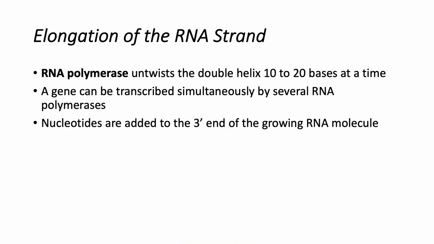Next to initiation is the elongation of the RNA strand. Now, vital in elongation is still the RNA polymerase, which untwists the double helix 10 to 20 bases at a time. A gene can be transcribed simultaneously by several RNA polymerases, and the nucleotides are added to the 3' end of the growing RNA molecule. Transcription progresses at the rate of 40 nucleotides per second in eukaryotes.